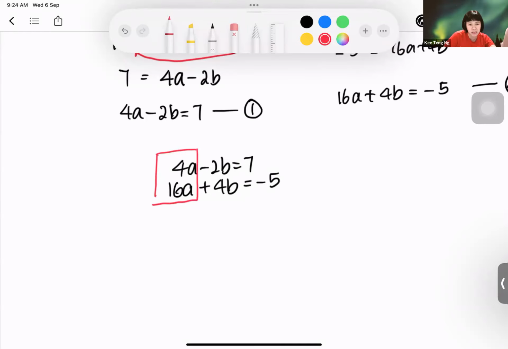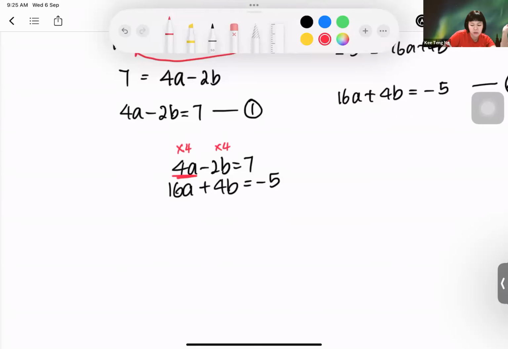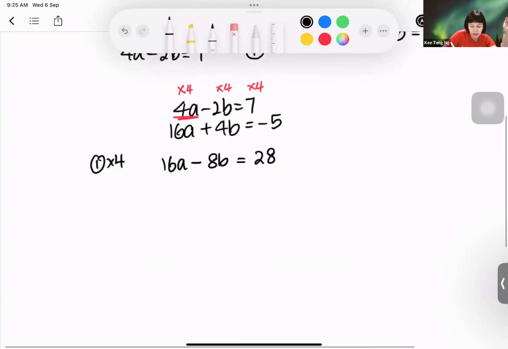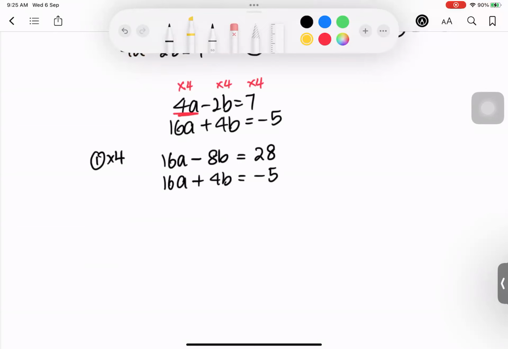If you want to make A the same, I need to make them the same number of units. So this is 4A. What do I need to do? Times 4. I multiply equation 1 by 4 throughout, to every single term. So equation 1 multiplied by 4, I get 16A minus 8B equals 28. Then I write my equation number 2, 16A plus 4B equals -5. Same sign, subtract.